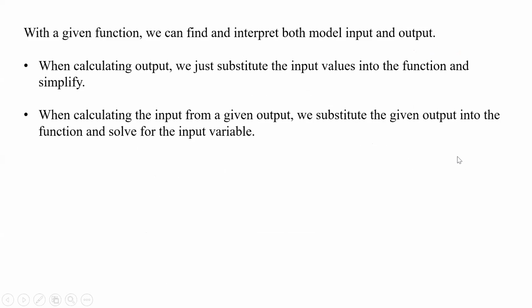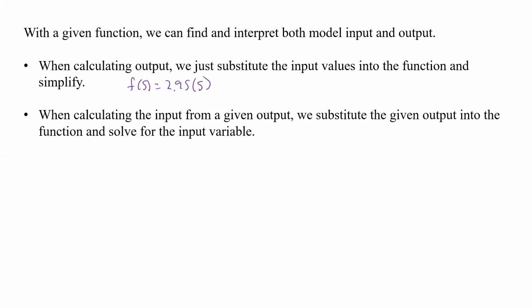Now with a given function, we can find and interpret both model input and output. Okay, so when calculating the output, we basically are just going to substitute the input values into the function and simplify. So, before when we had f of 5 was 2.95 times 5. We plugged in the 5 for x because that's what it said to do, and then we simplified. So that's all we have to do is take 2.95 times our 5, and we get our simplified output.